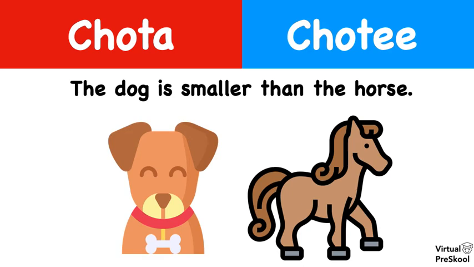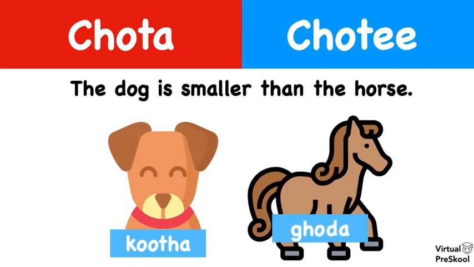How would we say the dog is smaller than the horse? Dog again is kutta. Horse is ghoda. So would we use chota or choti? Well, the sentence is about the dog, right? And dog is kutta. So it would be chota. And now put the sentence together. The dog is smaller than the horse.